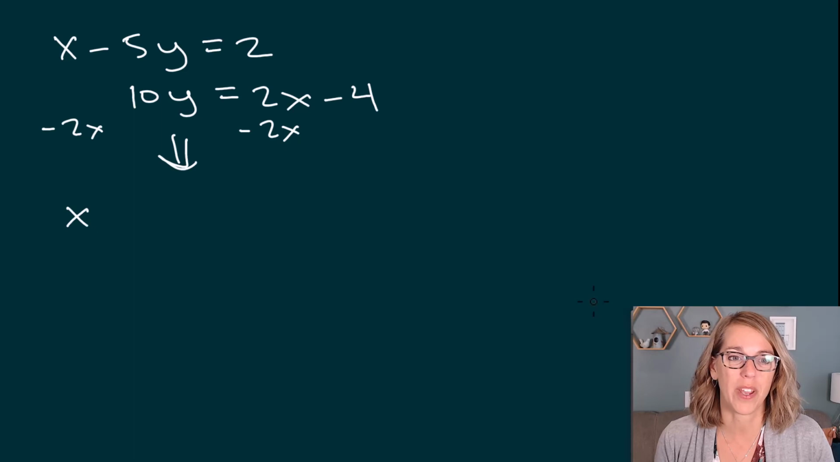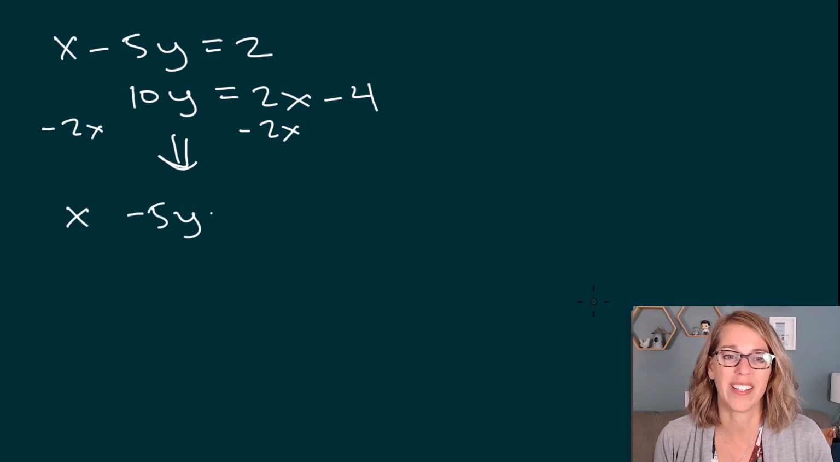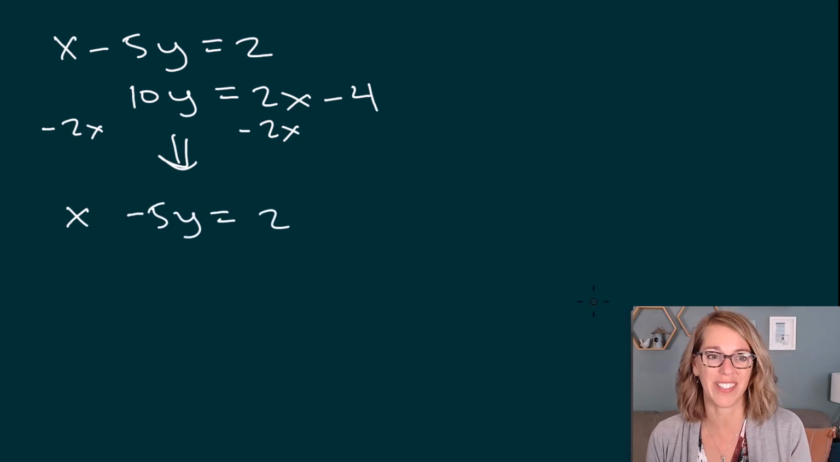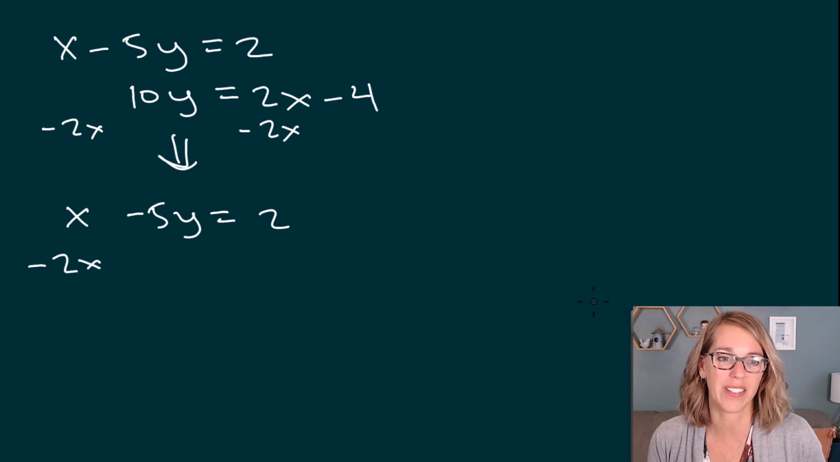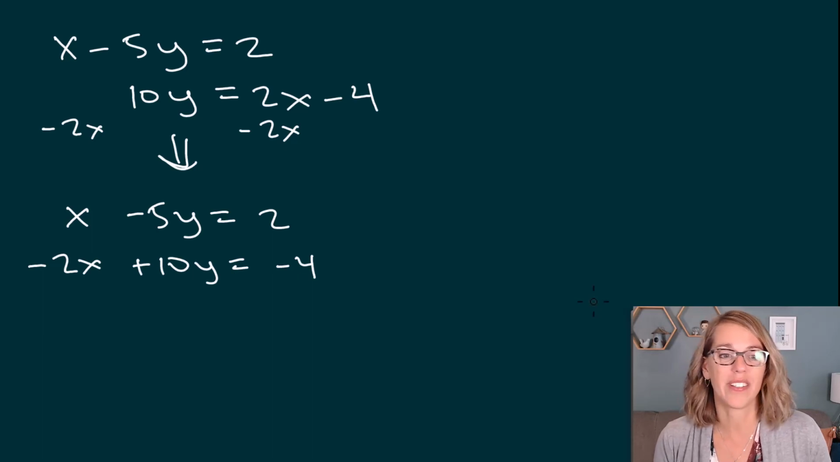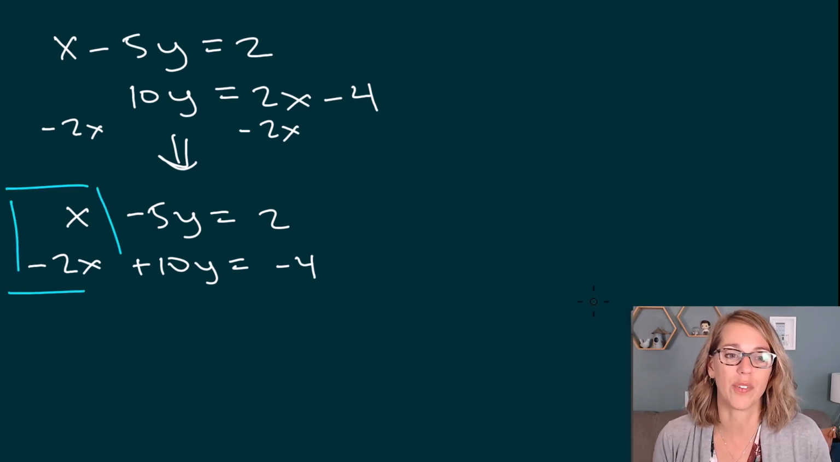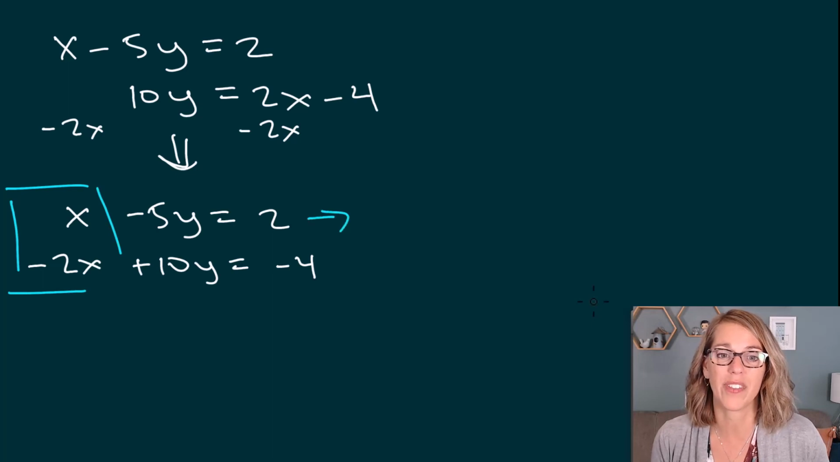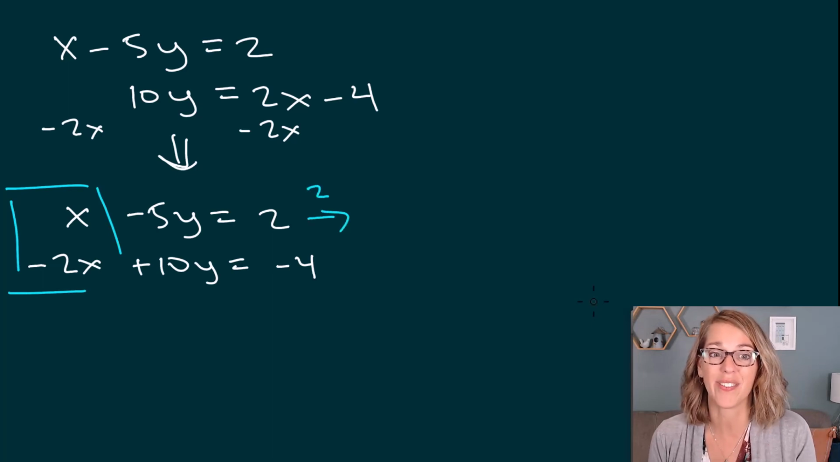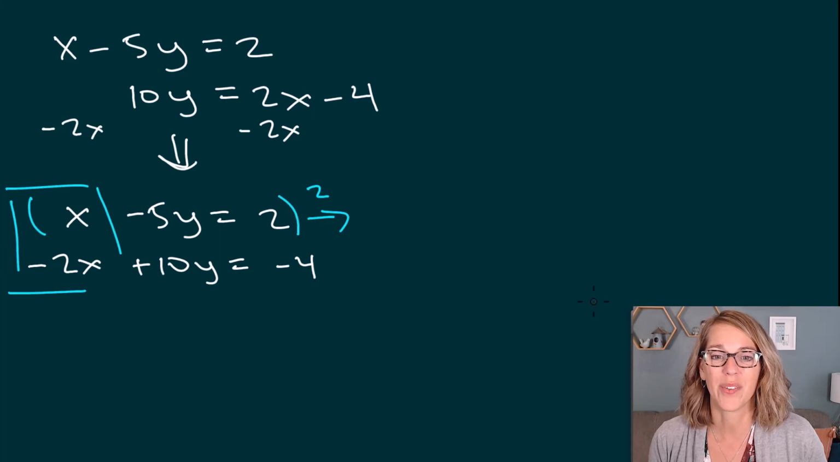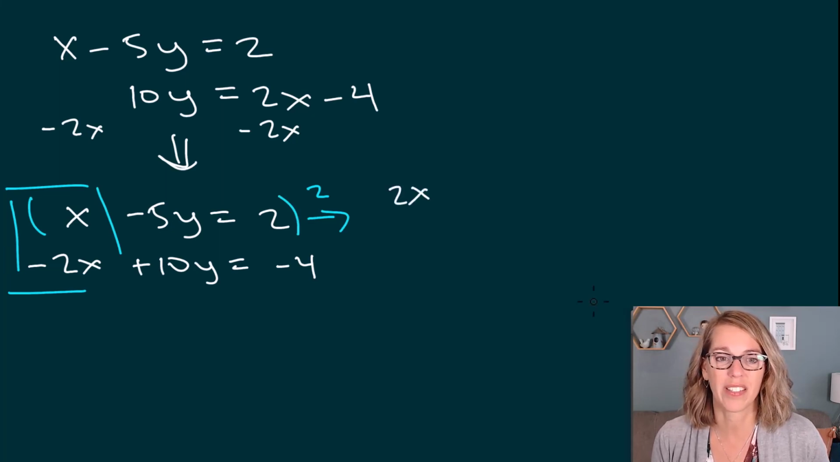So I get my first equation, x minus 5y is equal to 2. In my second equation, I get negative 2x plus 10y is equal to negative 4. Now this is an easy one to decide how to eliminate. Let's go ahead and choose those x's, and I'm going to multiply everything by a 2 in the first equation. So in that first equation, I end up with 2x minus 10y is equal to 4.